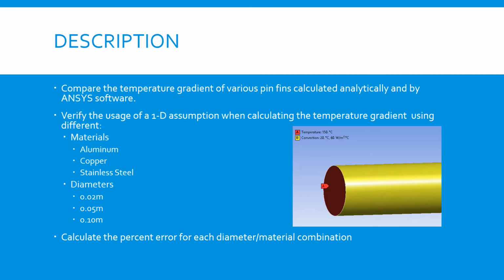The goal of this project was to compare temperature gradients calculated in Ansys and the one-dimensional heat transfer equations to see if the one-dimensional assumption for heat transfer, that is, temperature gradients occur only down a fin, is appropriate. 3 materials and 3 diameters were tested, and then the percent error between the one-dimensional approximation and Ansys temperatures at the end of the fin were calculated.